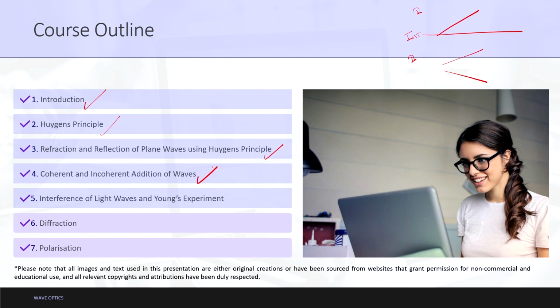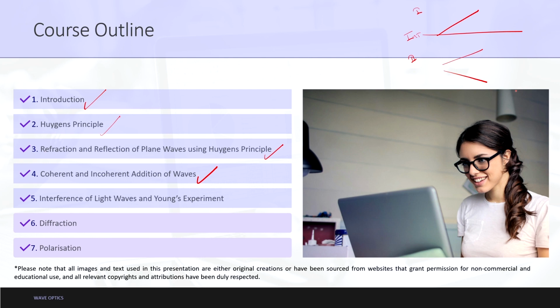And finally, now we are in the fourth concept, that is the coherent and incoherent addition of waves. In the last lecture I explained what constructive interference and destructive interference are, and also how the intensity changes. For constructive interference the intensity is I is equal to 4 I naught, and for destructive interference the intensity is 0. Why is it 0?